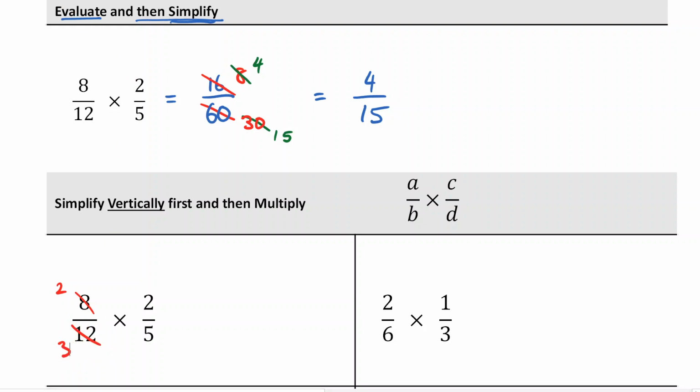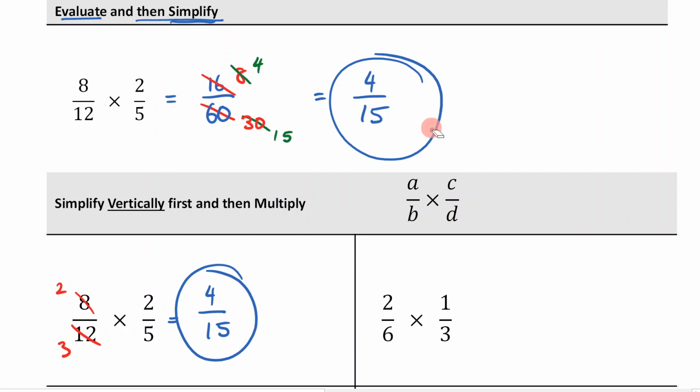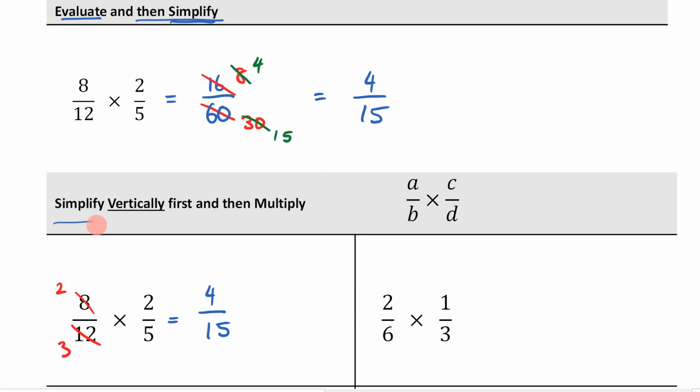And then once I've done that, I can now multiply as I usually would. So I would go 2 times 2 is 4. 3 times 5 is 15. Well, would you look at that? This is the same as this. So you can see how much easier it is simplifying first and then multiplying. Much, much easier.